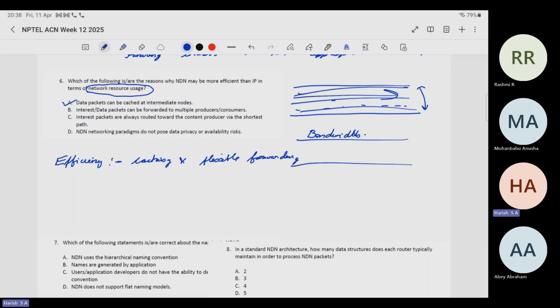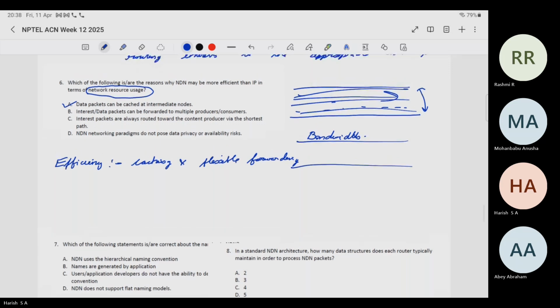Interest and data packets can be forwarded to multiple producers and consumers. Basically this is also correct because NDN's forwarding mechanism allows interest and data packets to be distributed towards multiple potential sources or end users. So this is a multipath and multicast friendly approach, and this can essentially optimize your network resource usage. Right?